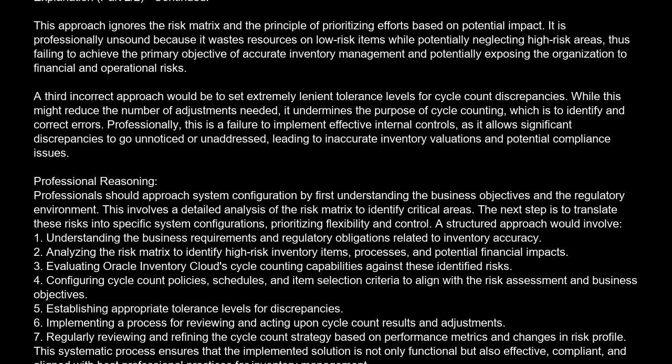4. Configuring cycle count policies, schedules, and item selection criteria to align with the risk assessment and business objectives. 5. Establishing appropriate tolerance levels for discrepancies. 6. Implementing a process for reviewing and acting upon cycle count results and adjustments. 7. Regularly reviewing and refining the cycle count strategy based on performance metrics and changes in risk profile. This systematic process ensures that the implemented solution is not only functional, but also effective, compliant, and aligned with best professional practices for inventory management.